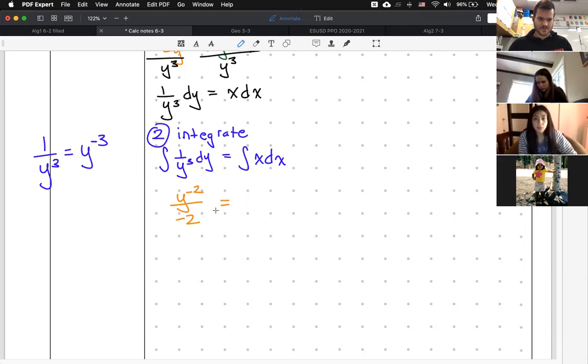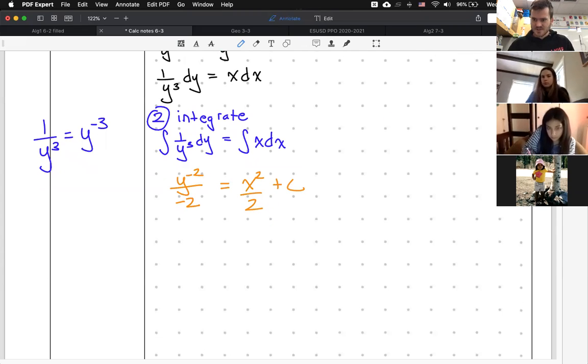What about the right-hand side? x squared over 2. And make sure you get your point by doing plus c. Perfect. All right, there it is. Integration is done. We're on to step number 3.